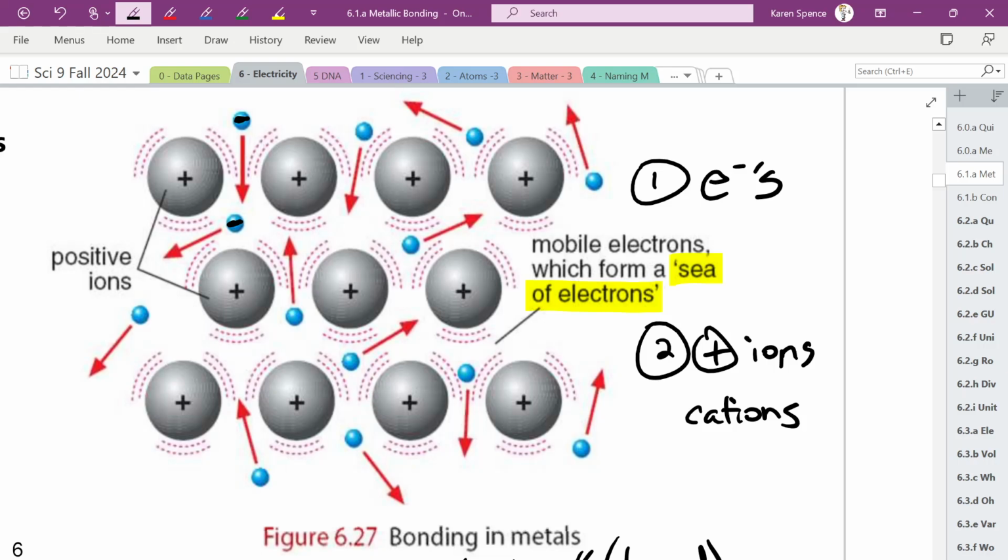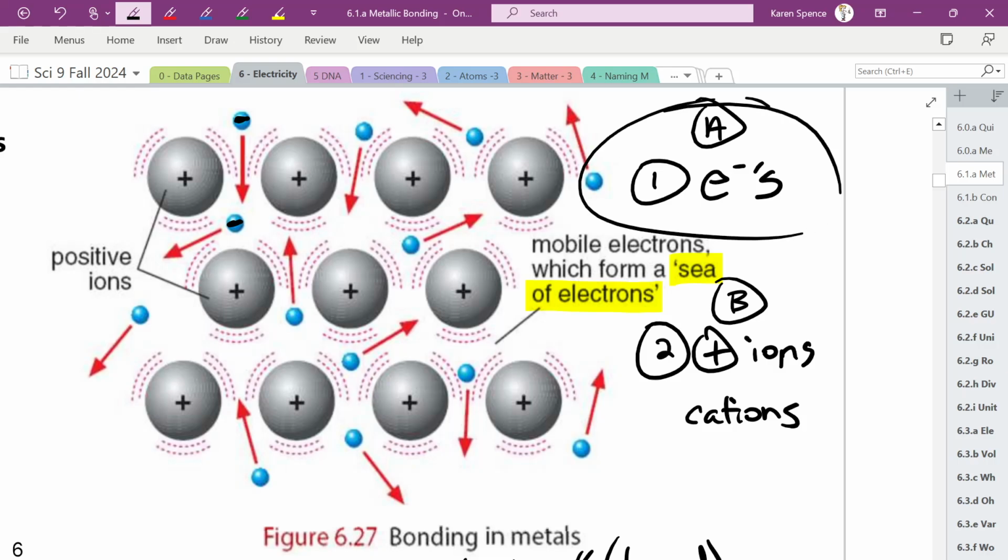Which of those two, the electrons and the cations, which of those two move? Is it A, electrons, or B, cations? It's A. It's the electrons. The cations are stuck in position and the electrons move. So if you have a wire, we have electrons moving.